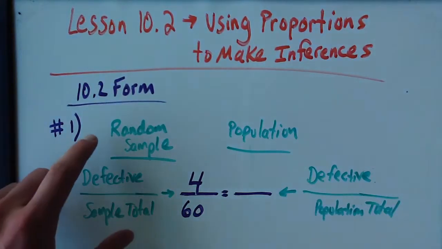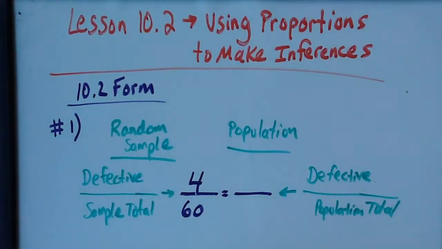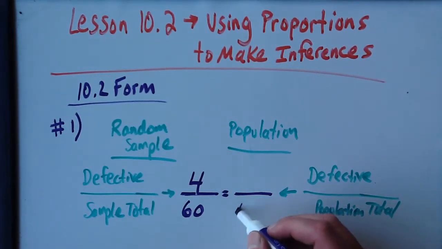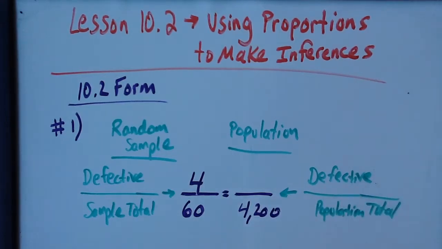Okay, now because this is a random sample, this random sample should give us an accurate representation of the entire population, which in this case would be the total amount of smartphones. What did the problem say? How many smartphones were there in this problem? Well, in the first sentence it says the manufacturer fills an order of 4,200 smartphones. So the population total is 4,200. That is the total amount of smartphones that we have. Okay, and we want to know how many smartphones in our population are likely to be defective. So we're looking for that unknown number right there.